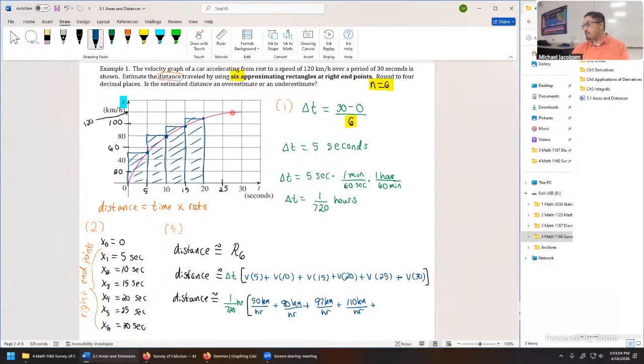So on this one, at 25 seconds, let me try again. I think I can do a better vertical line than that. This one, the height here, it's about a height just shy of 120, maybe let's call it 115 kilometers per hour. And on the last one, we're told it actually reaches a speed of 120 kilometers per hour. So if we use this right endmost point, forgot to shade this one, let me just throw that on there. This last right endpoint is exactly at 120 kilometers per hour.